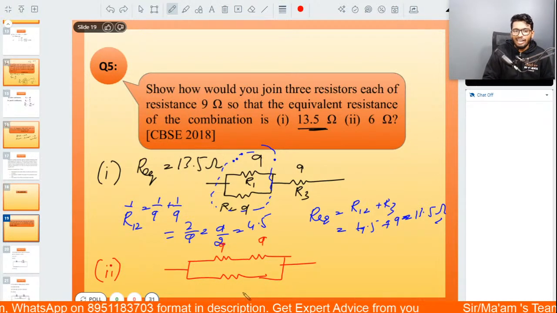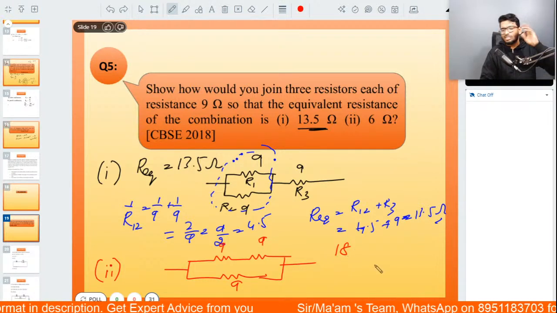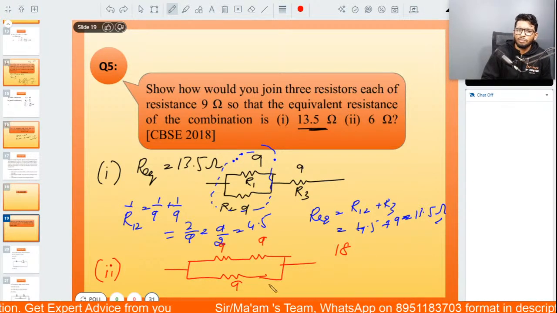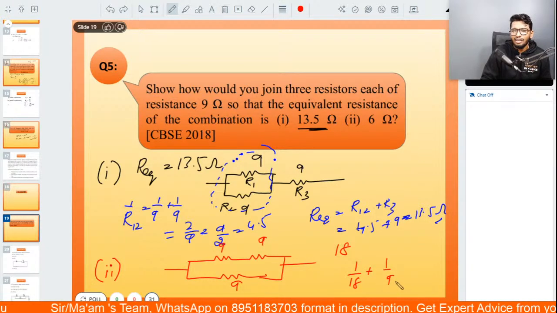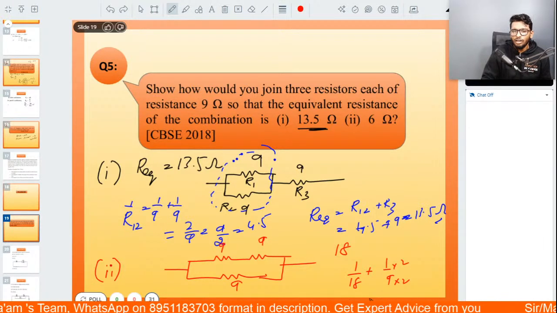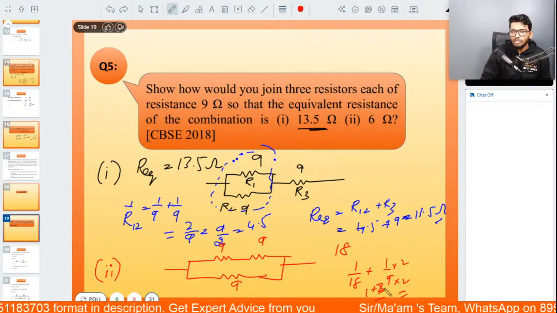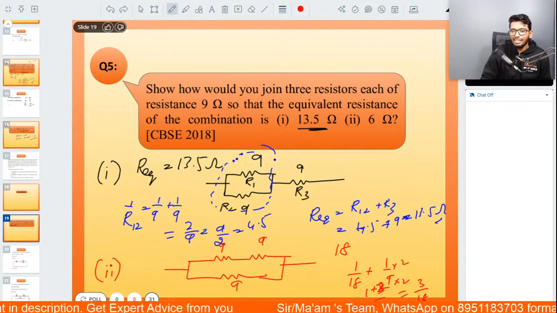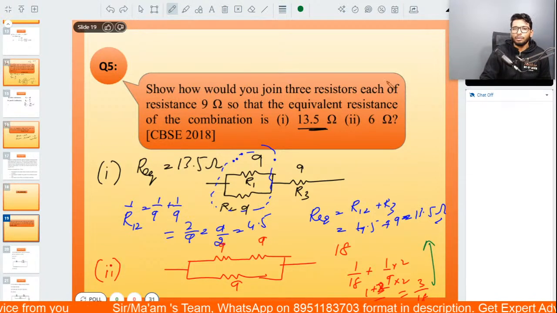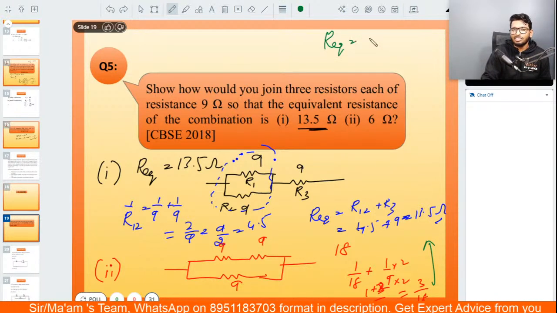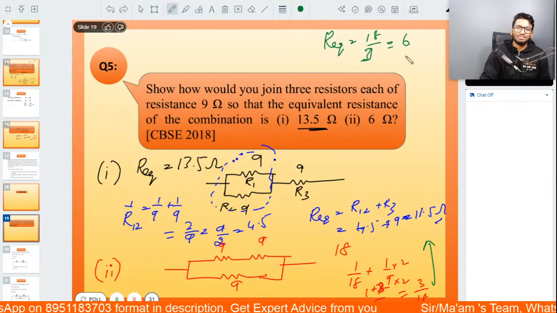So 9, 9, and 9. These two are in series, so it's going to be 18, because 9 plus 9 is 18. And this one is in parallel. So it's 1 by 18 plus 1 by 9, which is 1 plus 2 divided by 18, which is 3 by 18. So the final equivalent resistance is 18 by 3, which is 6 ohms. This would be the right answer.